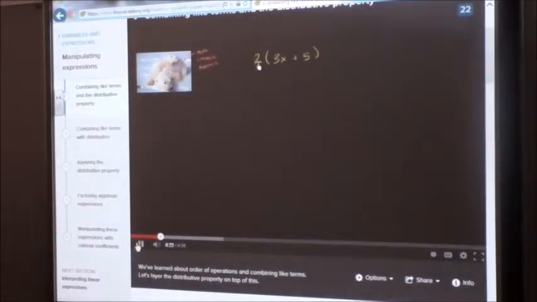Well, this literally means 2 times 3x plus 5. So this is the exact same thing as 1 3x plus 5, and then to that, I'm going to add another 3x plus 5. This is literally what 2 times 3x plus 5 means.